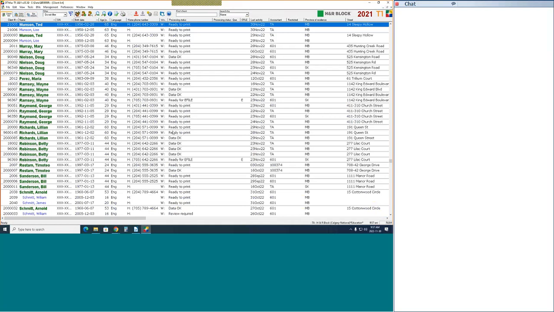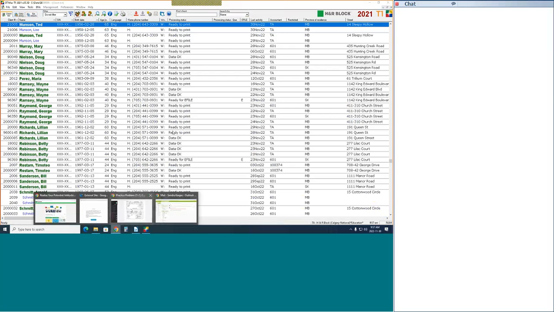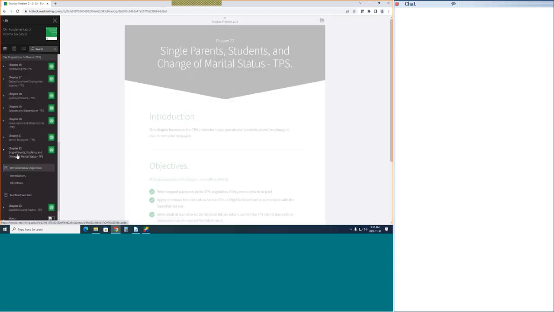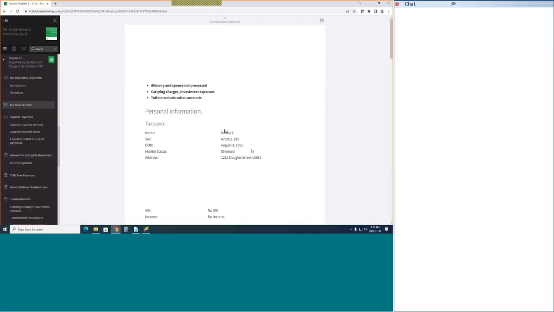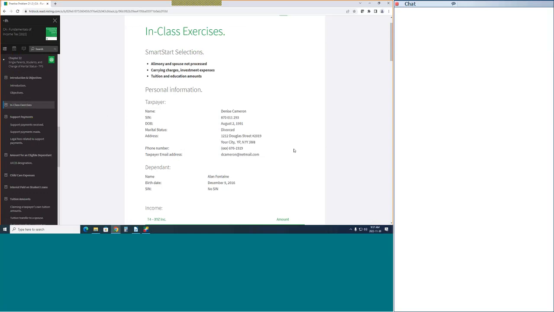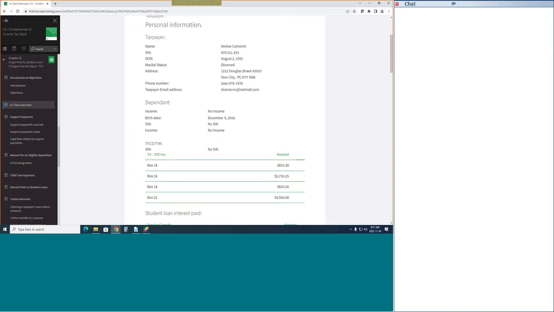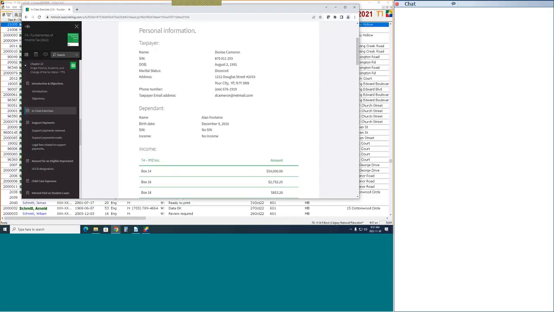So what I'm going to ask everyone to do, we're going to start with our in-class exercise. It was on my whiteboard at the beginning of class, I have requested that you complete Denise Cameron with her dependent Alan Fontaine personal information and the T4, just that much. So I'm going to get my shared screen set up working.